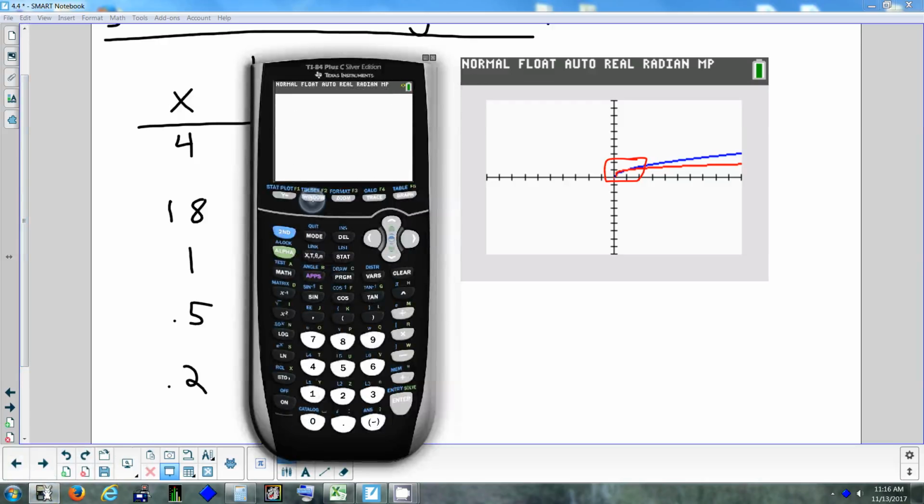I clearly typed something in wrong. 0 to 3, 0 to 3. Okay, so there's our square root. And there's our fourth root.